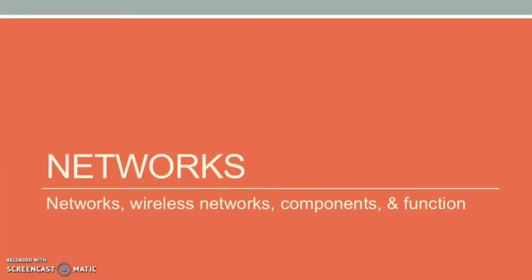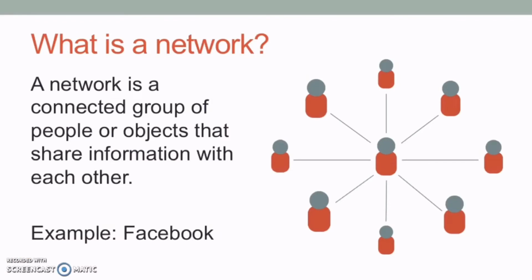Okay, let's get started with the basic definition of a network. A network is just a connected group of people or things that share information with each other. A good example of this is your network of Facebook friends. Here on the right you can see your friend network. You're in the middle, and your friends are connected to you.